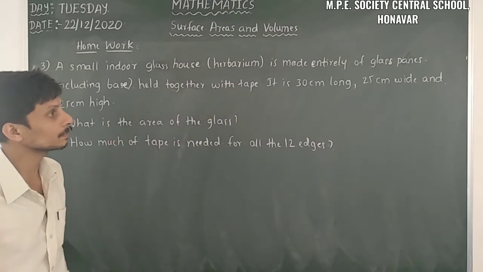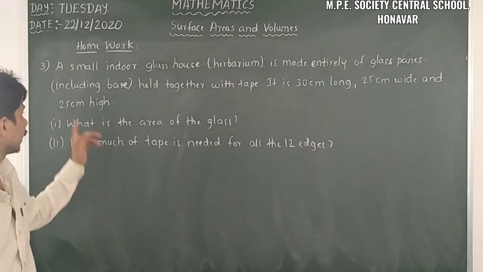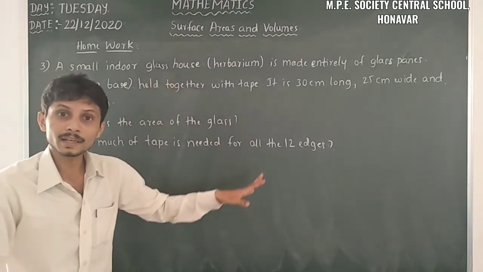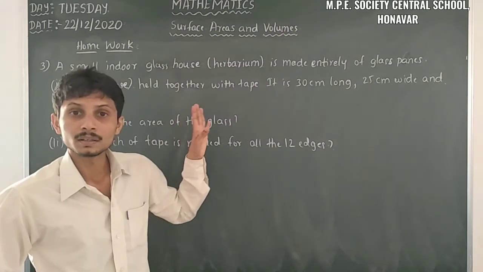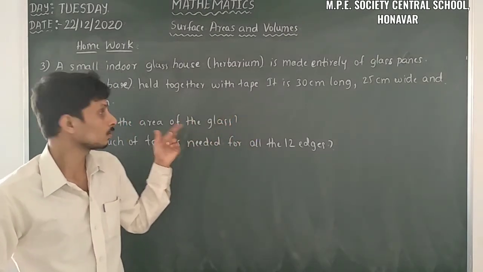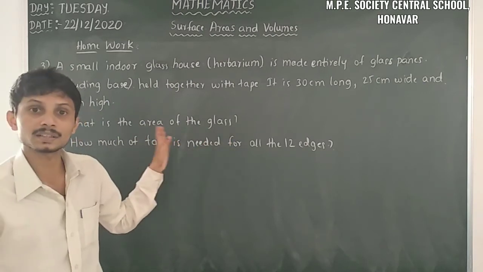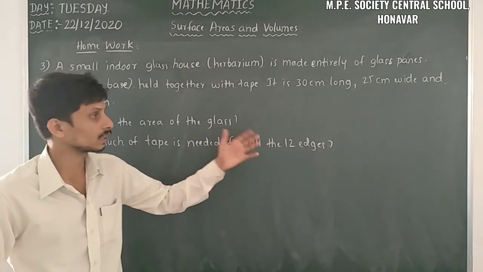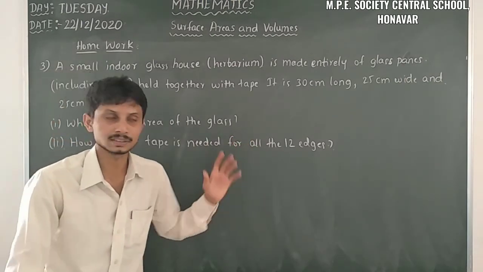It is 30 centimeter long, 25 centimeter wide, and 25 centimeter height. So these are the length, breadth and height of the glass house. So here we can find out the area of the glass. That is, what is the total surface area of the glass, we can find out here.